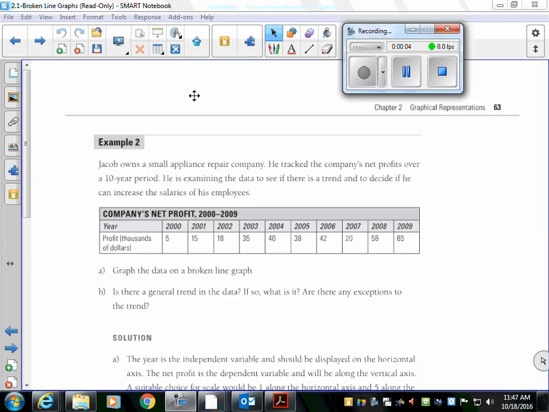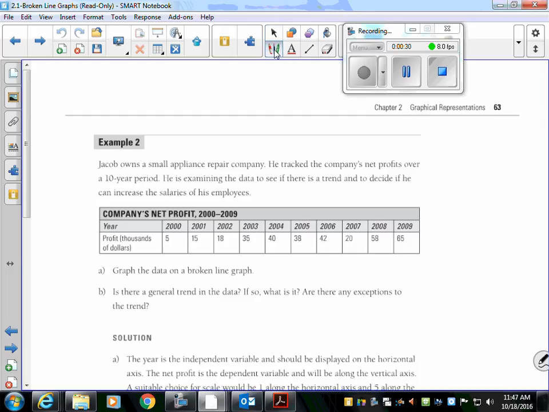So we're going to carry on with 2.1a when we're looking at our broken line graphs. Now, instead of them giving a broken line graph, we're going to have to draw our own broken line graph. When we go to draw our own, usually they give us the one that goes on the x-axis first, and then the one that goes on the y-axis second.